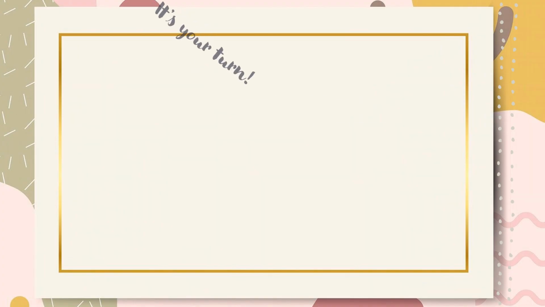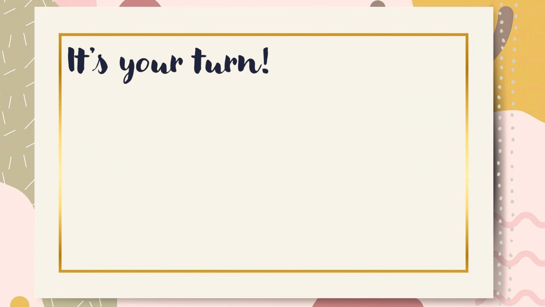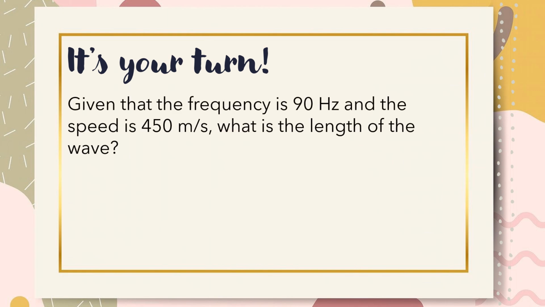It is now your turn, junior scientists. Please grab your pen and paper and a calculator to help you solve quickly. Let us try this question. Given that the frequency is 90 hertz and the speed is 450 meters per second, what is the length of the wave?